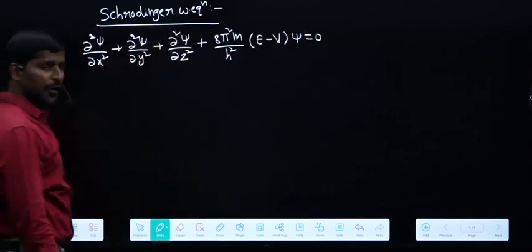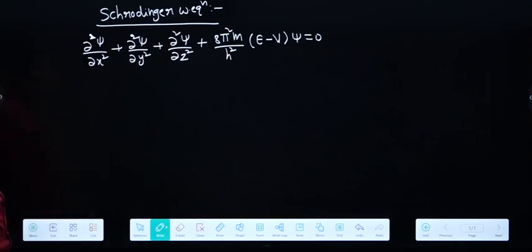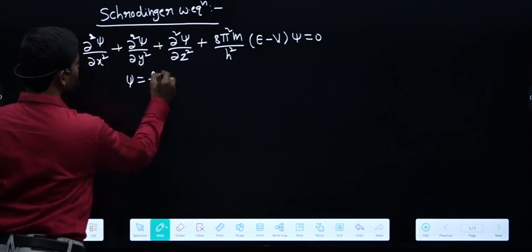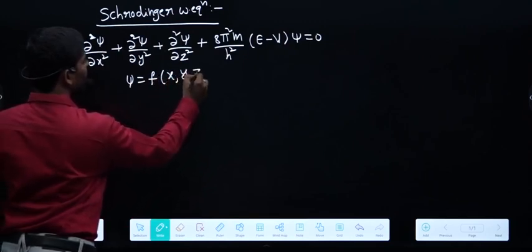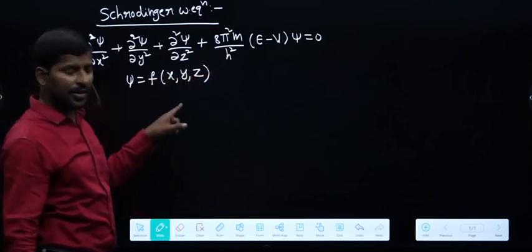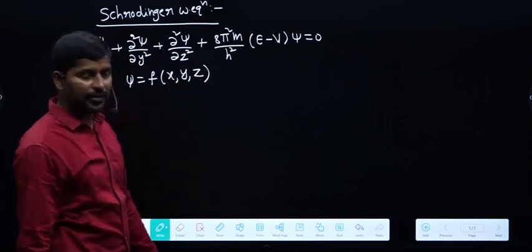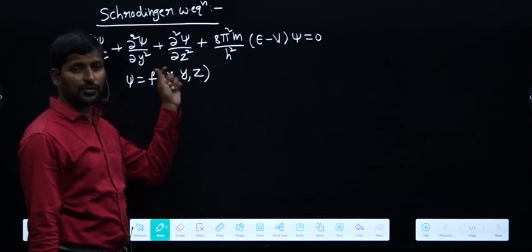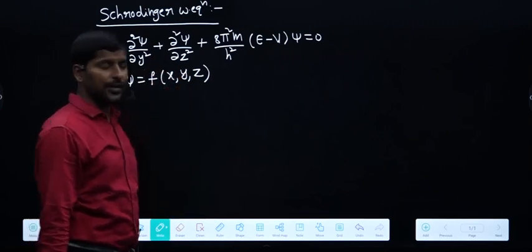Here psi is called the wave function or amplitude of the wave function. Here psi we are studying as a function of what? Cartesian coordinates or space coordinates, that is x, y, z. Here psi is independent of time. That's why it is called the Schrodinger time independent wave equation.